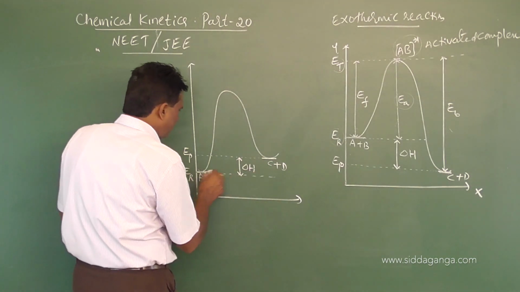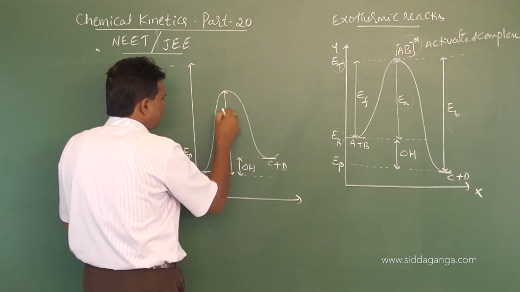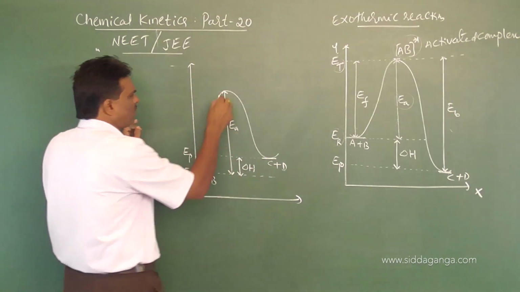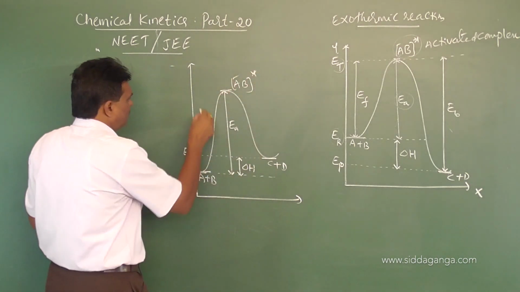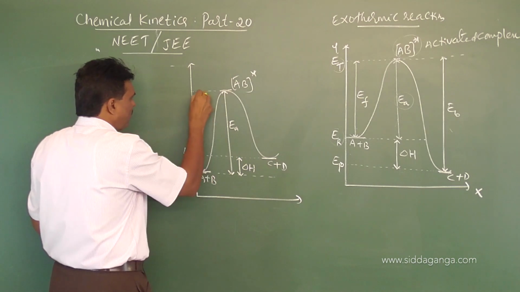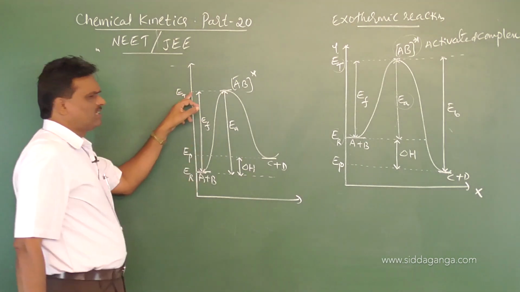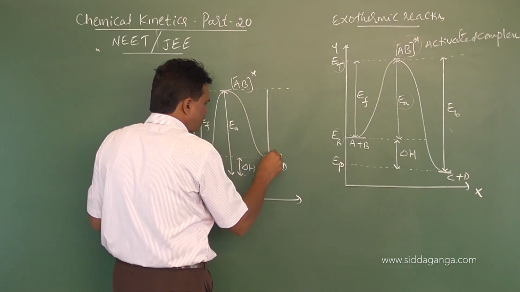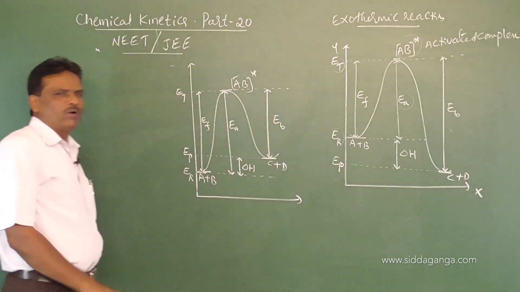Then from reactants to the activated complex, this value is equal to the energy of activation. This is AB star. This is also the energy of activation for the forward reaction, EF. This is ET, called the threshold energy. Then from the activated complex to products, this is called the energy of activation for the backward reaction.